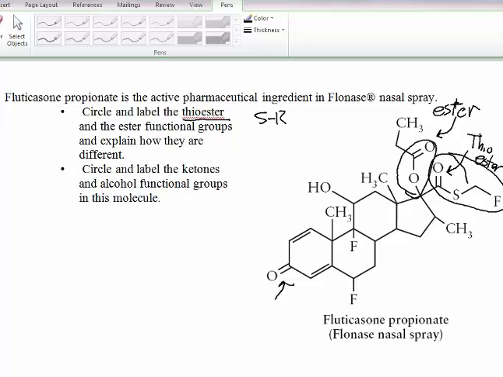Circle and label the ketones and alcohol functional groups in the molecule. Well, ketones are also derived from carbonyls. This is a ketone. And alcohol functional groups, again, those have OHs, which are not next to carbonyls. This is an alcohol. And I don't see any other alcohols present. So we've labeled the alcohols, the ketone, the ester, and the thioester.